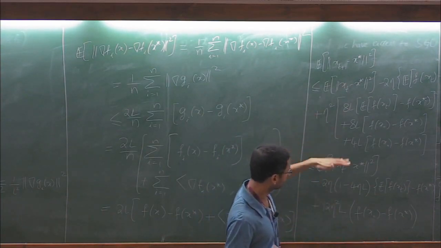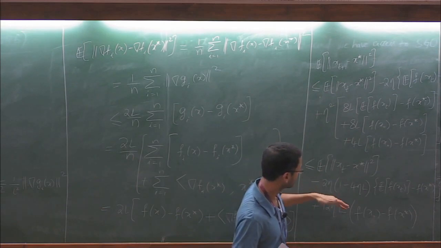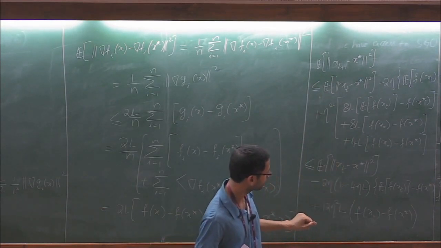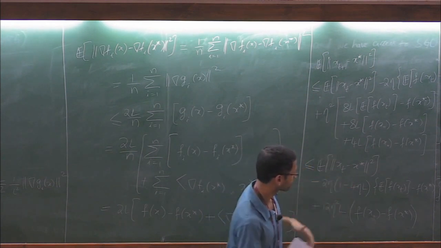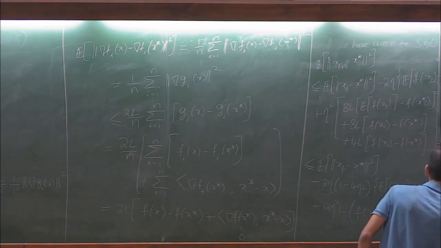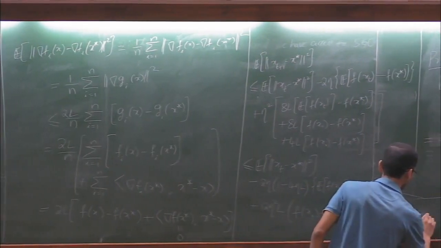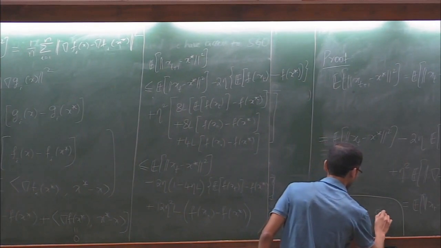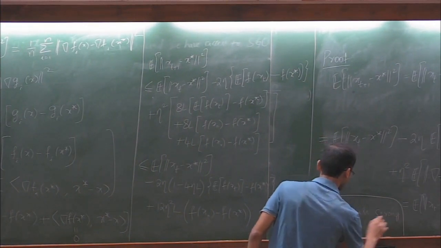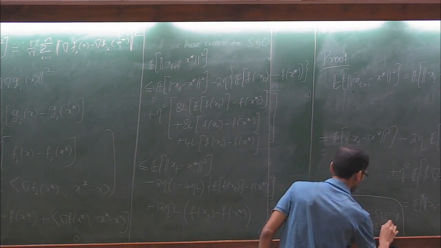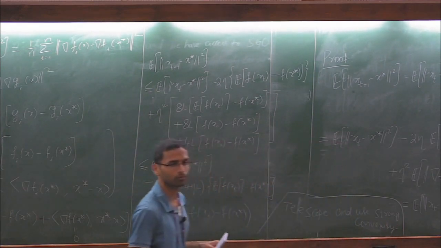And once we do a telescope of this and use the strong convexity parameter, so far we have not used strong convexity, so once we telescope and use strong convexity, we prove the statement of the theorem.